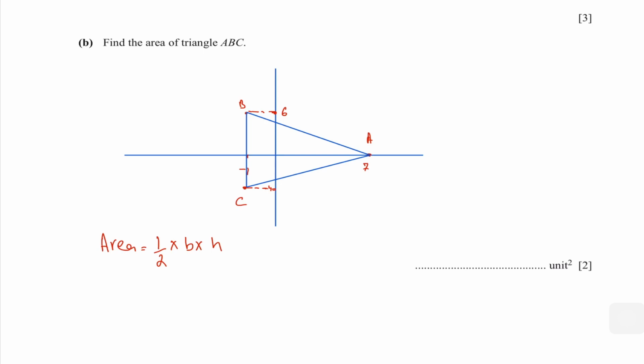So 6 is where point B is at, and minus 4 is where point C is at. So if I want to calculate the base, it's going to be 6 minus minus 4. So that's going to be equal to 10. So that means my base is 10.